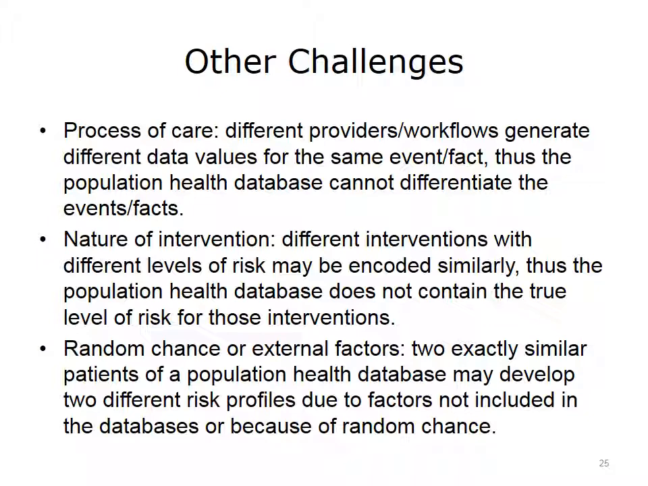Nature of intervention suggests that different interventions with different levels of risk may be encoded similarly. Thus, the population health database does not contain the true level of risk for those interventions. Random chance or external factors indicates that two exactly similar patients of a population health database may develop two different risk profiles due to factors not included in the databases or simply because of random chance.